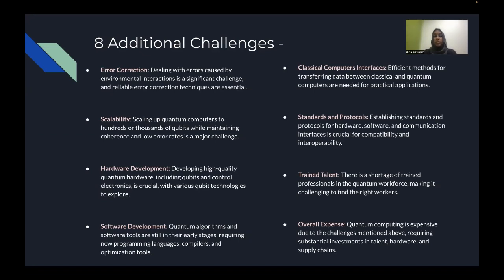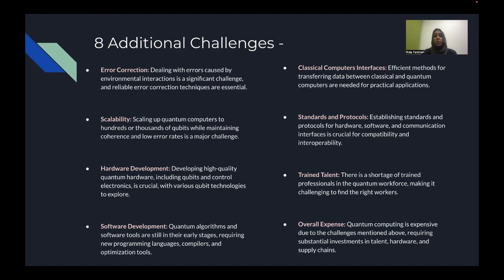Scalability. Scaling up quantum computers to hundreds or thousands of qubits while maintaining coherence and low error rates is a major challenge. Third one is hardware development. Developing high quality quantum hardware, including qubits and control electronics, is crucial with the various qubit technologies to explore.